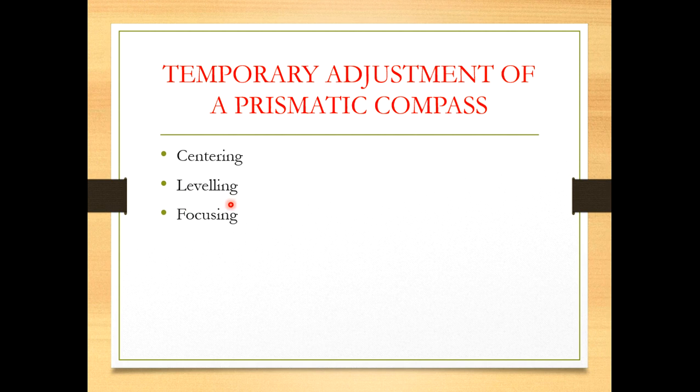Then the second operation is leveling. Leveling is the temporary adjustment of the prismatic compass, and it is done to freely swing the graduated circular ring of the prismatic compass. It is checked by rolling a round pencil on the glass cover. Then third is focusing. We have to check the direction of the prism. It means the prism is moved up or down in its slide till the graduations on the ring are seen clearly.